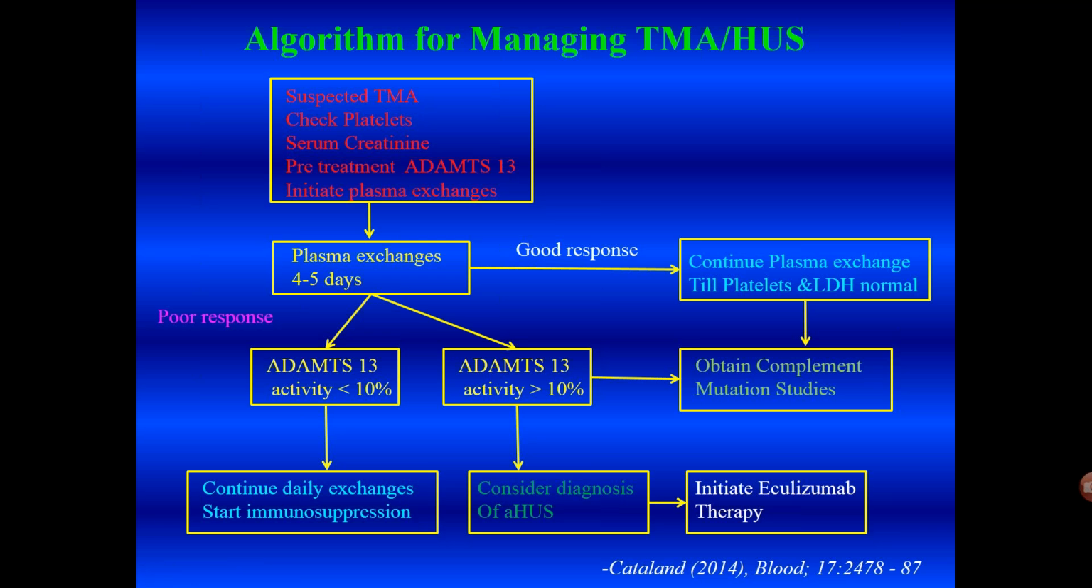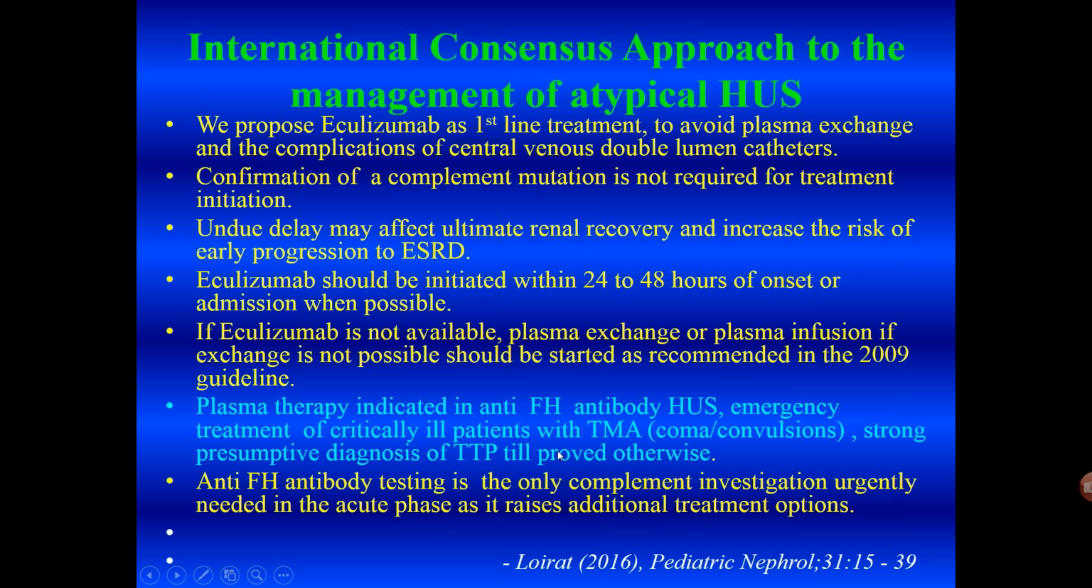Now, Eculizumab is the treatment of choice, but it is not available in India officially. It has to be imported on compassionate grounds. The ISPN guidelines of 2016 state that Eculizumab should be the first-line treatment to avoid plasma exchange and the complications of central venous catheters. Confirmation of a complement mutation, importantly, is not required. Treatment initiation should be done immediately, as undue delays could be deleterious. If Eculizumab is not available, plasma exchange or infusion should still be started pending that. So that's applicable to us in a big way.